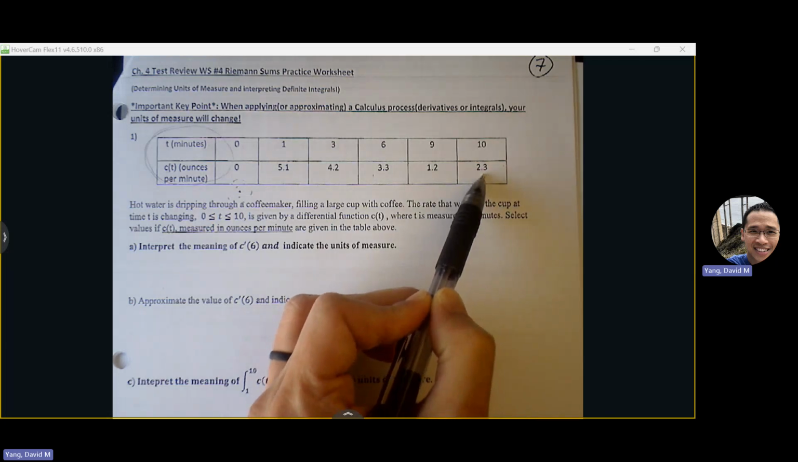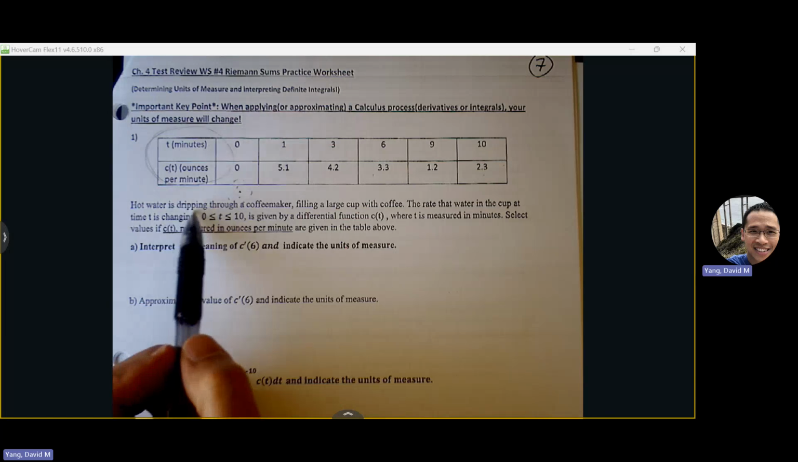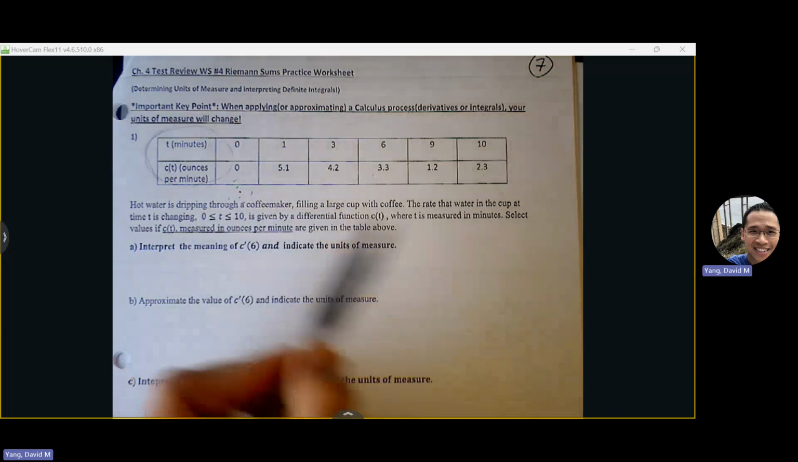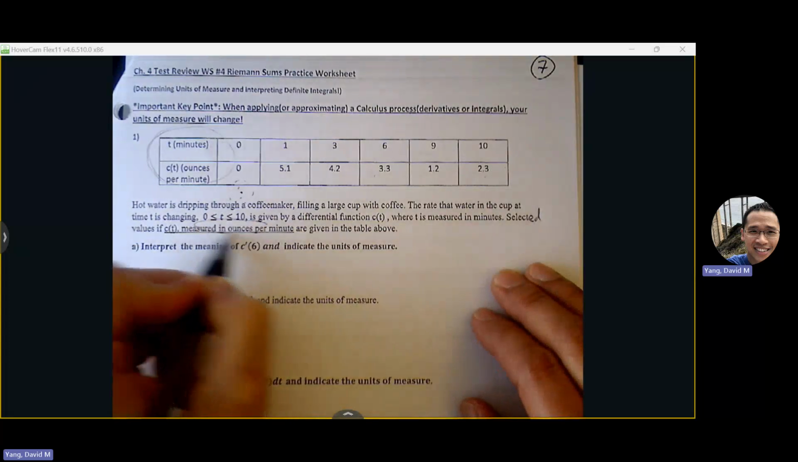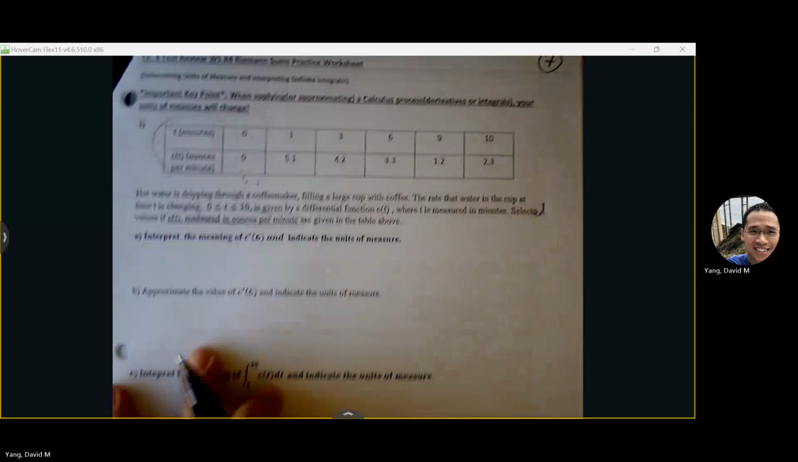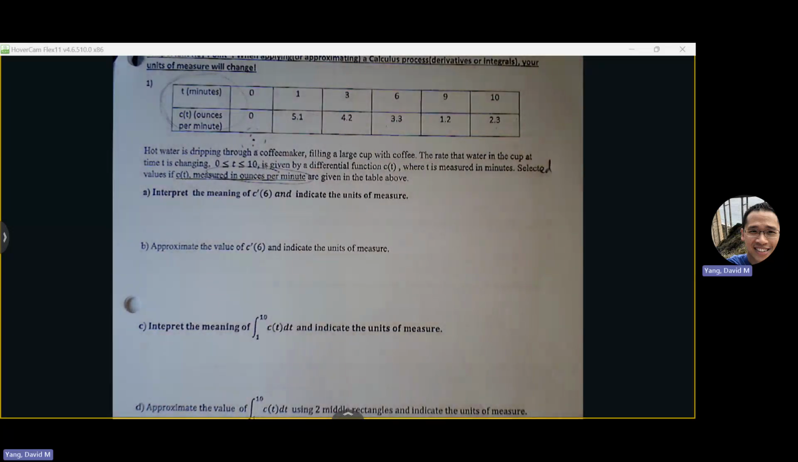So the idea is, let's read this problem here. The hot water is dripping through a coffee maker, filling a large cup with coffee. The rate that water in the cup is changing from 0 to 10 is given as a differentiable function C of t, where t is measured in minutes. Sorry, I meant to say selected values of C of t measured in ounces per minute are given in the table. So interpret the meaning of C prime of 6 and indicate the units of measure.